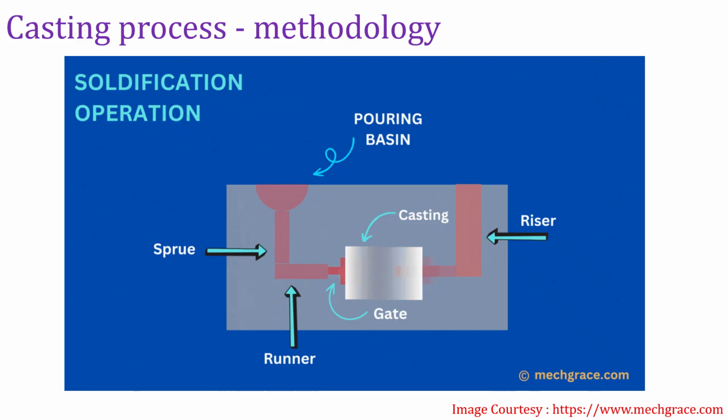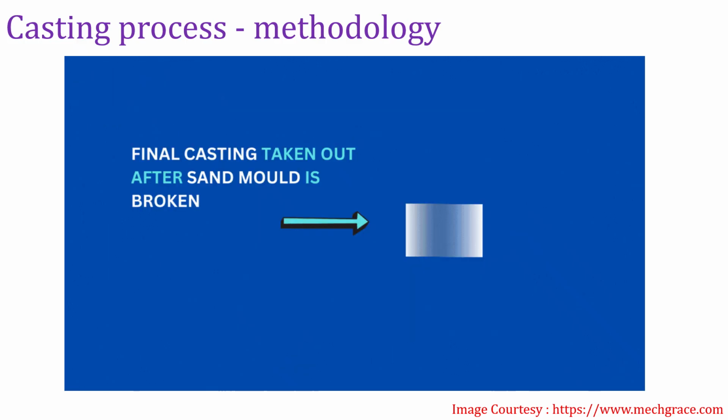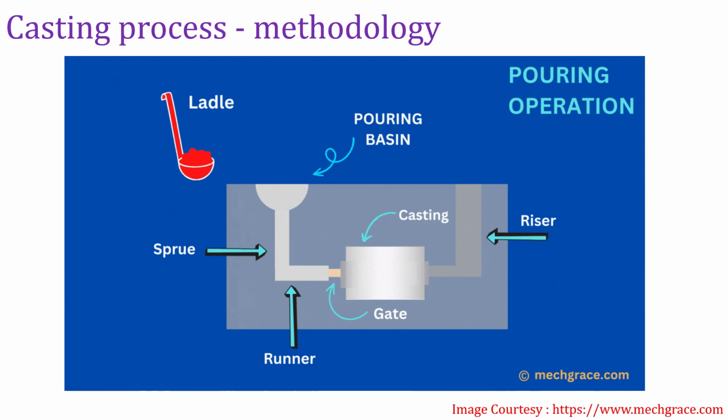That means it is supposed to be in a liquid state. The molten metal is then poured carefully into the pouring basin, right? It flows through the sprue. As I said, it will flow through the sprue, then to the runner and finally into the gate. After entering the gate, it will get into the mold cavity.